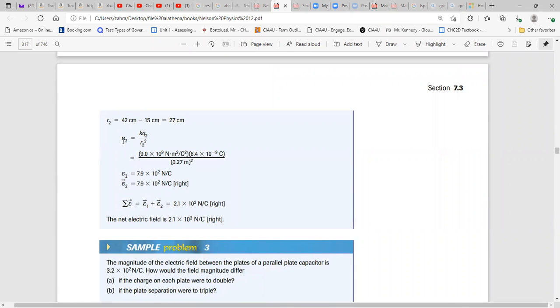Therefore, the electric field is given to you. Because these electric fields are both in the same direction, you add them.